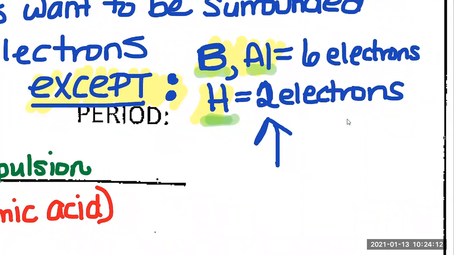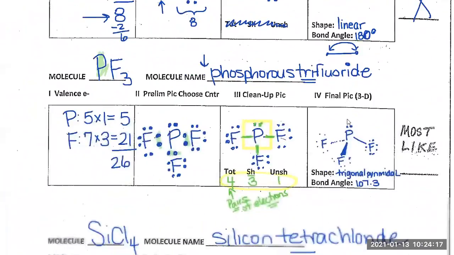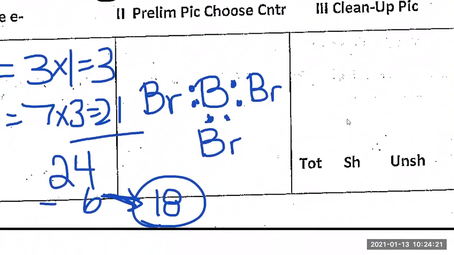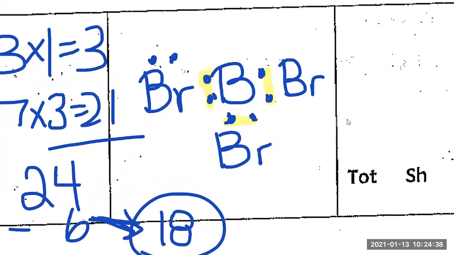Boron is one of them. It only wants 6 electrons. Well, guess what? It's already got 6, right? A lot of people in the homework wanted to put this. Not correct. It's an exception. 2, 4, 6, it's already got 6. Well, what the heck do I do with the other 18? Well, bromine's not an exception. It needs 8. So we're going to put all of our other electrons here on our bromines.